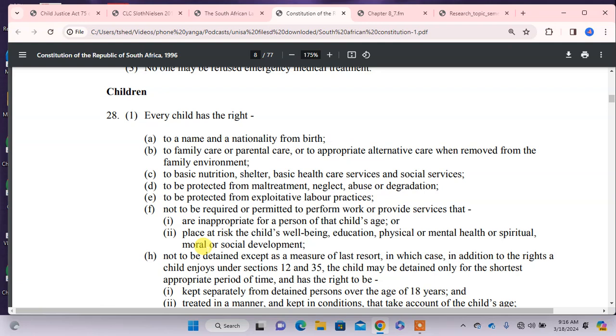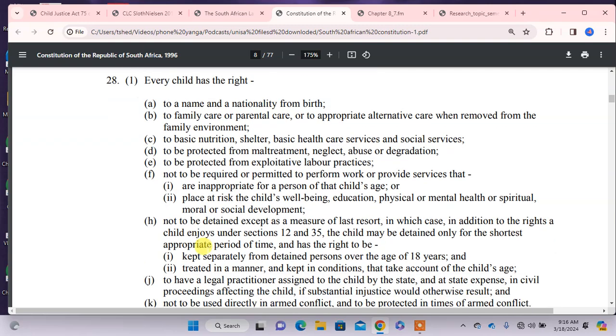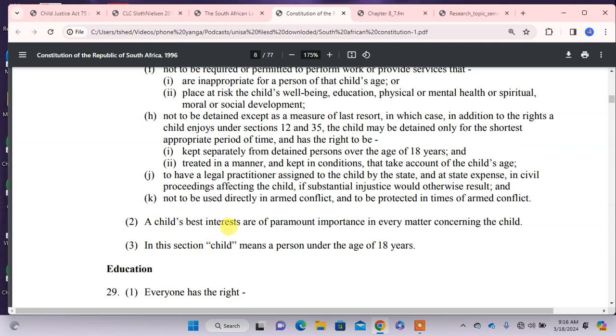Another important section is section 28 of the Constitution under the Bill of Rights, chapter 2, which states very clearly that a child's best interests are of paramount importance in every matter concerning the child. So you must note down section 28, subsection 2: the child's best interests are of paramount importance in every matter concerning the child. So even when you are doing historical or comparative research, you must know that this section is applicable and you must apply it throughout the portfolio.